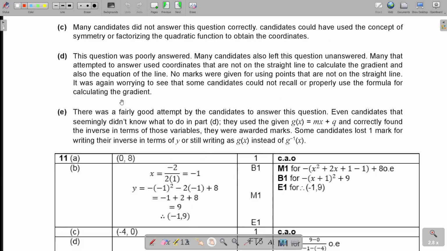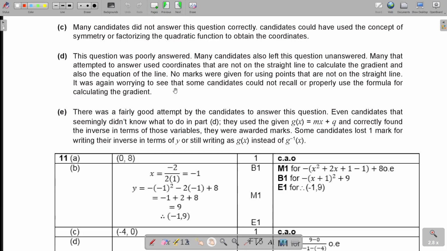So question 11D, the question was poorly answered. Many candidates also left this question unanswered. Many that attempted to answer used coordinates that are not on the straight line to calculate the gradient and also the equation of the line. No marks were given for using points that are not on the straight line.